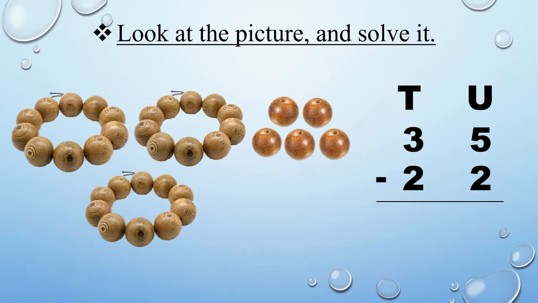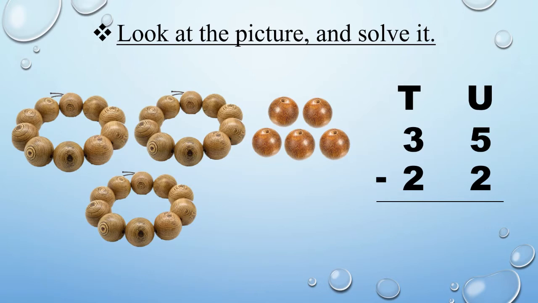Students, here is the next sum. So how many tens are here? 3. And how many separated beads are here? 1, 2, 3, 4, 5. So 5 beads that are separated, and the 3 tens.